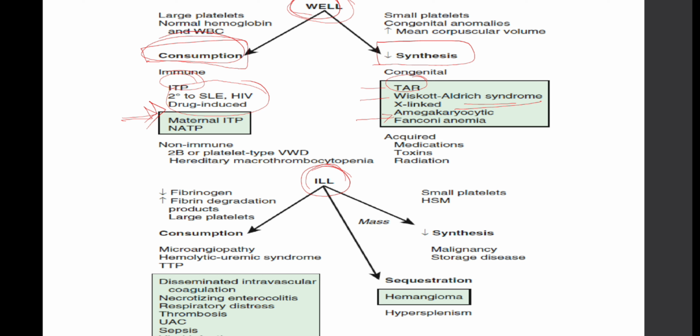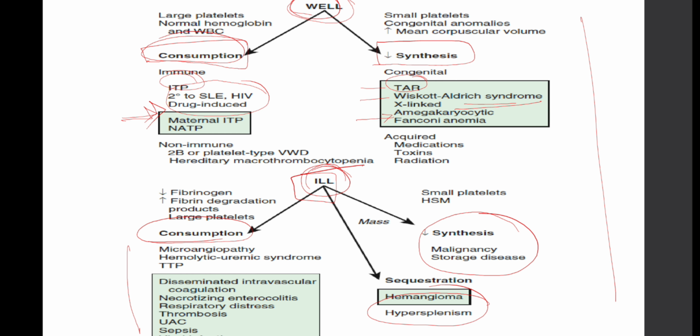If the patient is ill, always think about some infection or some other malignancies. So if the patient is ill, it is divided into consumption. If there is a consumption problem, that means the platelet is consumed by the body, think about DIC or HUS or some infections. If there is an ill patient, think about a sequestration problem, that means hypersplenism due to malignancy or other problem, or a synthesis defect due to malignancy or storage disorder. So this is the approach we can take in a patient with a bleeding disorder.